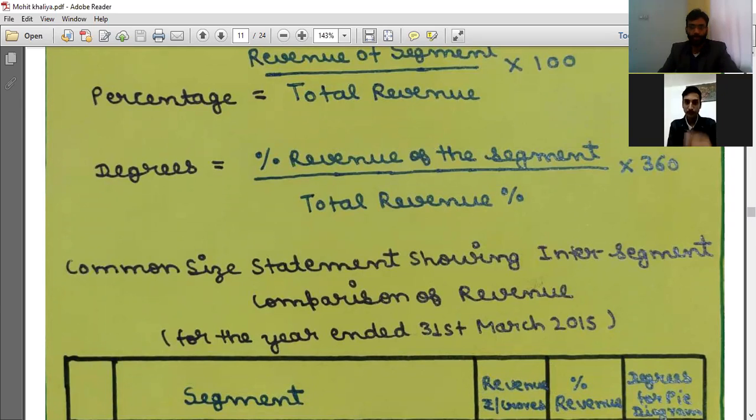Common size statement. Which tool is it? Is it a tool of vertical analysis or horizontal analysis? So, vertical analysis. Yes, your answer is correct.